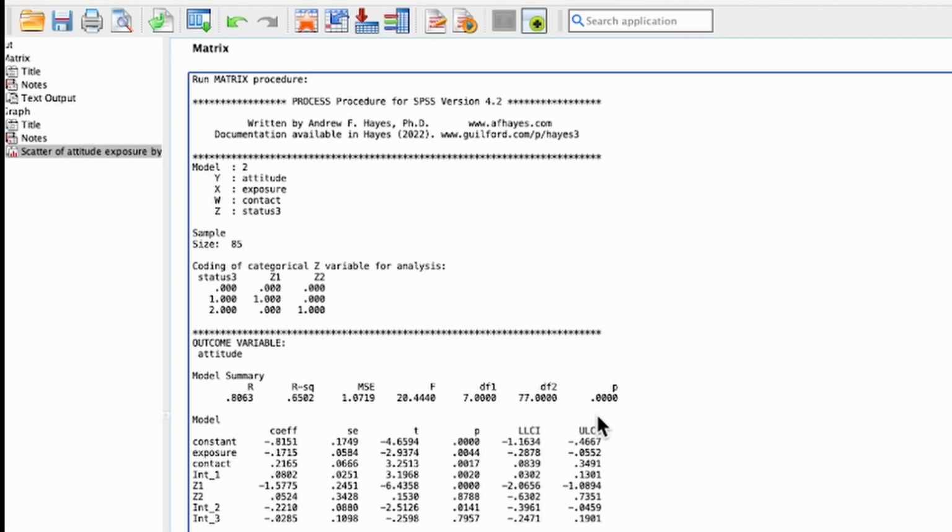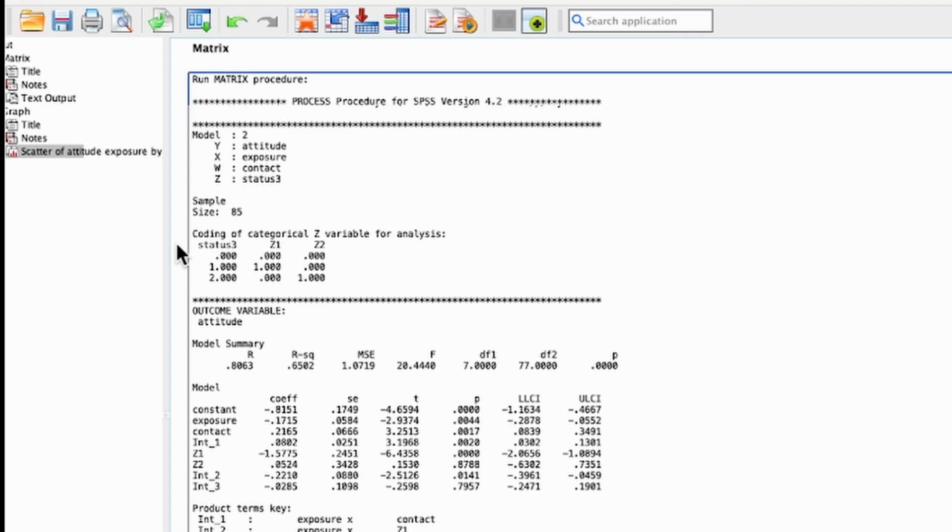So if we go back to our analysis, we see that PROCESS will make dummy variables for us, namely Z1 and Z2 for the categories of the smoking status, and we can see that we have the status values 0, 1, and 2, so the non-smokers, the former smokers, or the smokers.